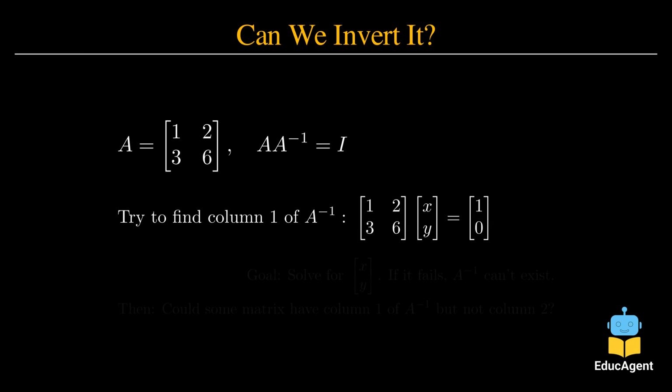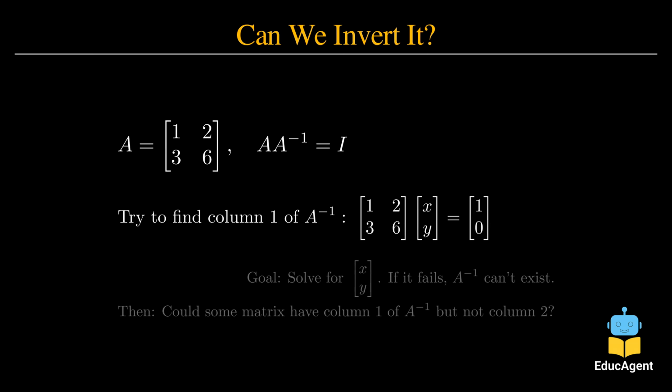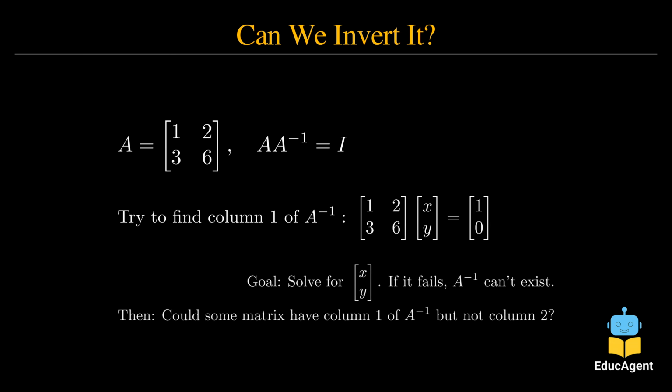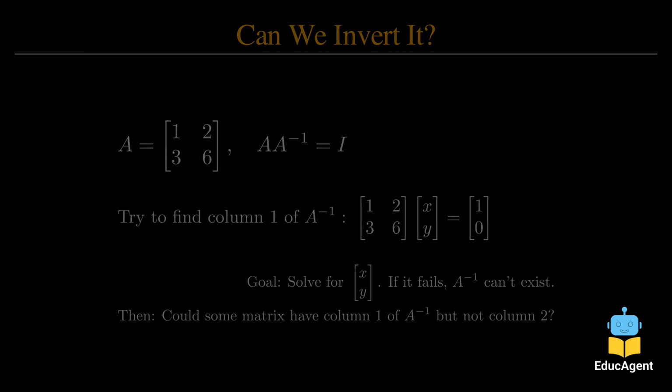Here's the problem we'll solve today. We'll test whether the matrix A equals [1, 2; 3, 6] is invertible by trying to compute the first column of A inverse from A times A inverse equals I, meaning we'll attempt to solve A times (x, y) equals (1, 0). Then we'll answer whether it's possible for some other matrix to find column 1 of A inverse but not column 2.